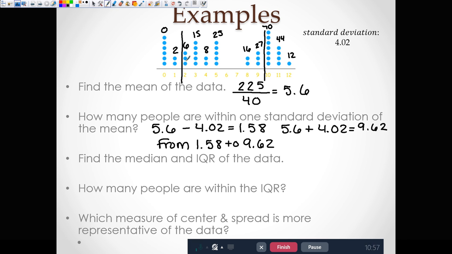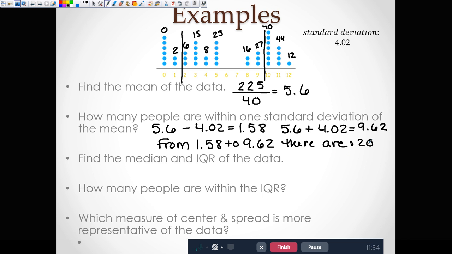1, 2, 3, 4, 5, 6, 7, 8, 9, 10, 11, 12, 13, 14, 15, 16, 17, 18, 19, 20. So there are 20. 20 people within 1 standard deviation. Because it's the standard deviation away from the mean, 1 away towards the positive and 1 towards the negative.